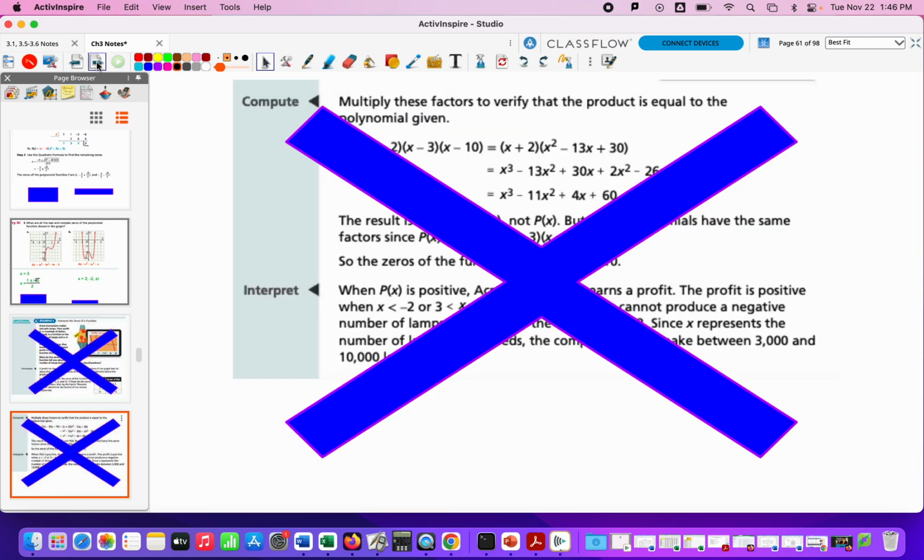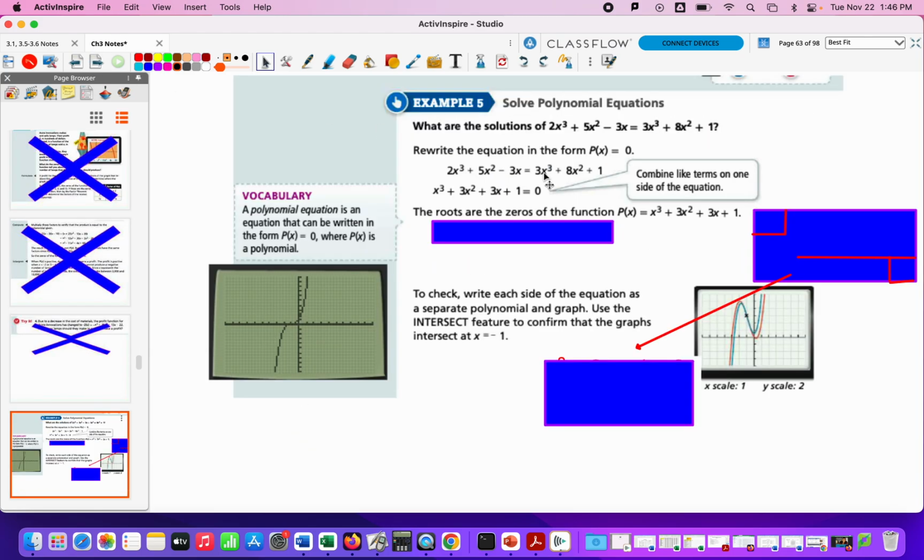All right, we're going to skip over these problems here. We don't need to worry about that. Let's get into solving a polynomial equation. So now we got this big long polynomial, 2x cubed plus 5x squared minus 3x equals 3x cubed plus 8x squared plus 1. Wow, that seems really intense to solve. And there's many different ways of doing it.